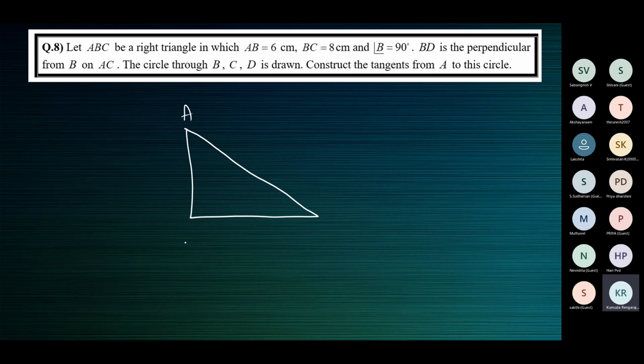So you know how to construct a right triangle, meaning you know how to construct a triangle. So I'm not showing you the construction. We need to first take BC equal to 8 centimeters. You should draw a rough diagram.